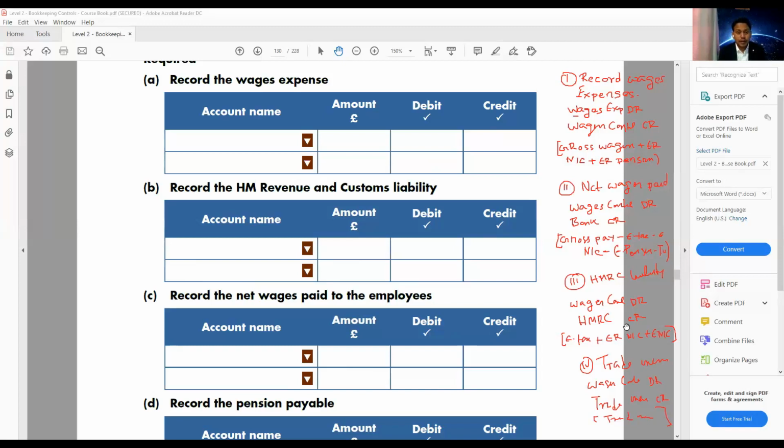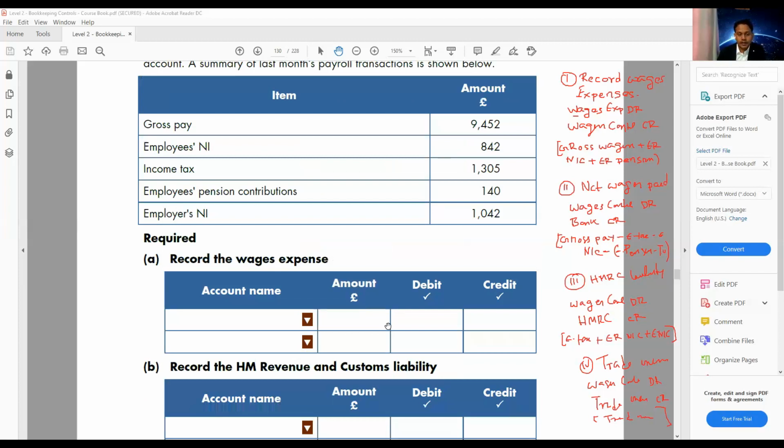Now, what will be the amount? That will depend on the calculation. So on HMRC calculation, as we said, you're going to take 2 national insurance and 1 tax. So let's go here and find the figure. For the HMRC liability, we're going to take the income tax, that is 1305. We're going to take the employee's NI, that is 842. And we're going to take the employer's NI, that is 1042.